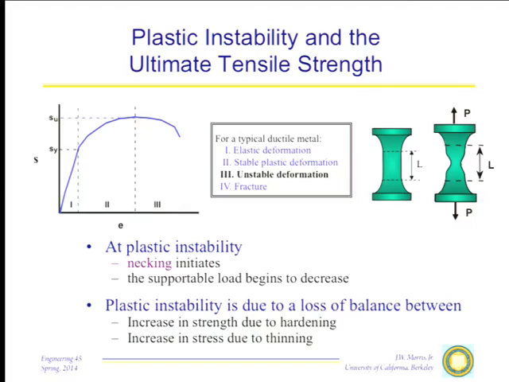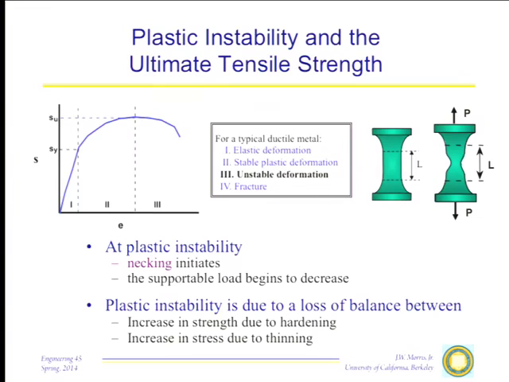Now, if we're doing this test under load control, if what we're controlling is the stress, then at this point the sample will break because that's the highest load it can control. If we're doing this under displacement control, the deformation will continue on a bit longer. And what will happen is that the plastic deformation will concentrate, the sample will form a neck, and the engineering stress will go down as the strain increases until finally the sample breaks.